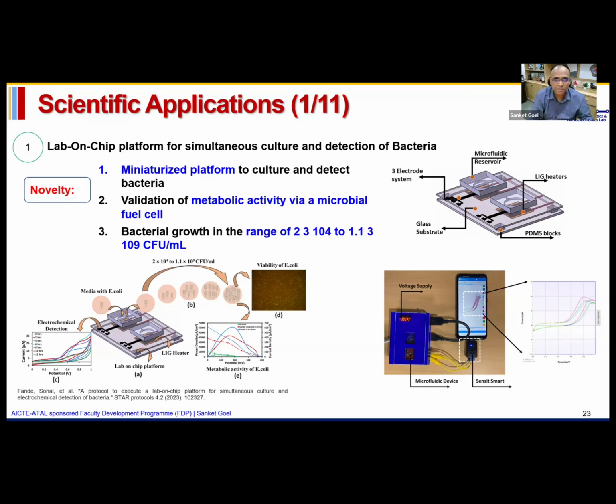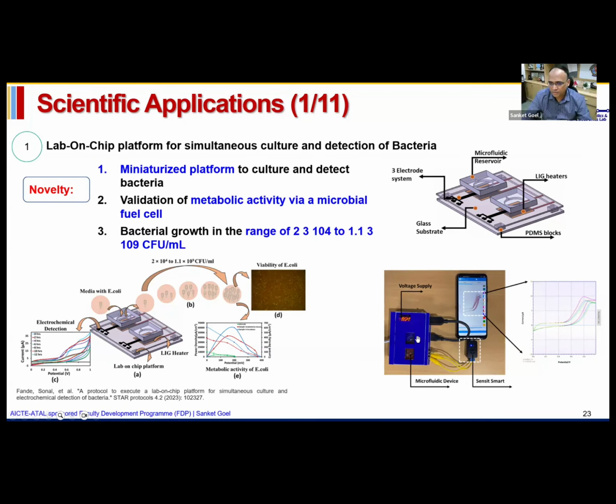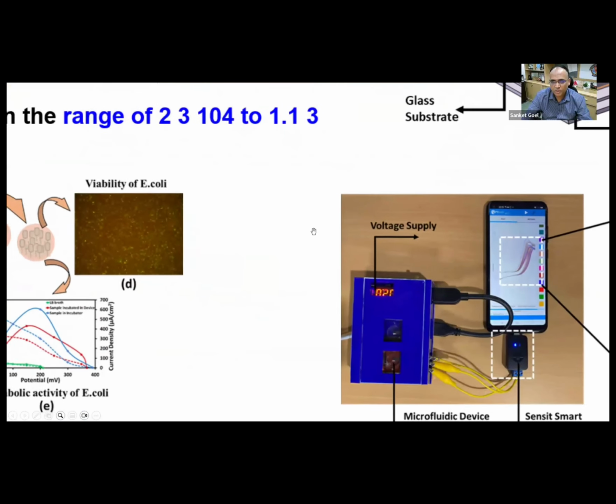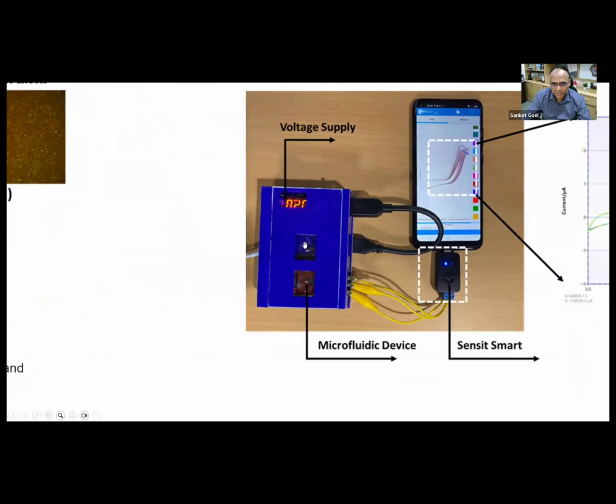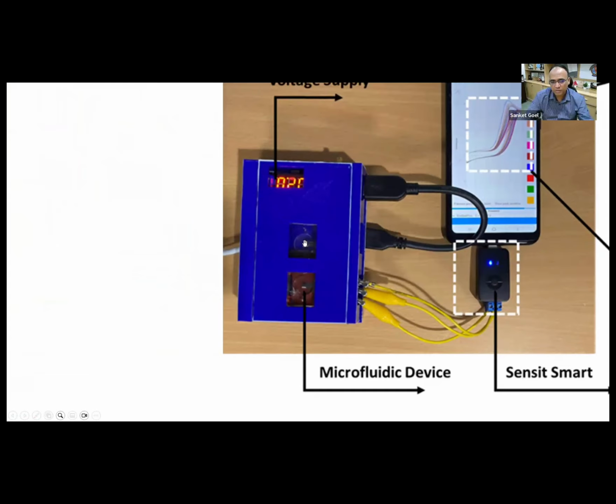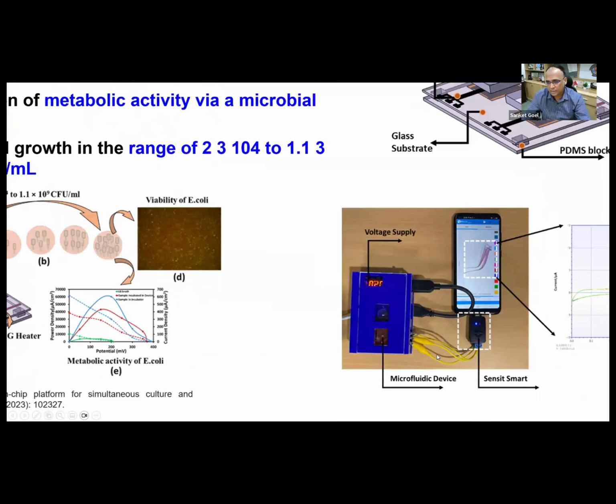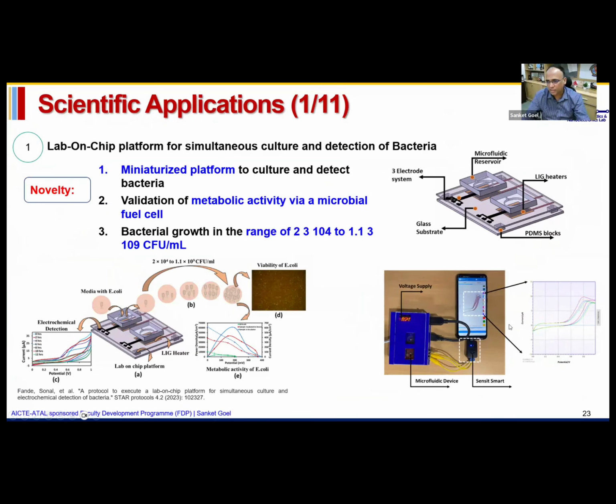So that's the whole objective of this work: how we can create a small platform to do culturing and, of course, detect bacteria. For culturing, thermocycling is important, that is, how we can do the incubation of the bacteria. So what we have done is that we have used this device, which is here in front of you. This device can take care of the culturing part. It has an inbuilt incubator. And using electrochemical analysis, we can find out the concentration of bacteria in front of us.